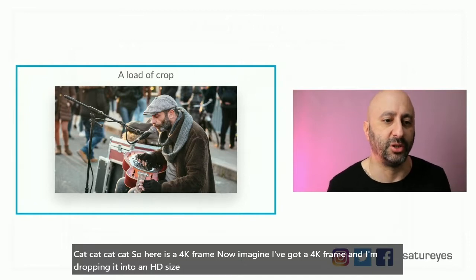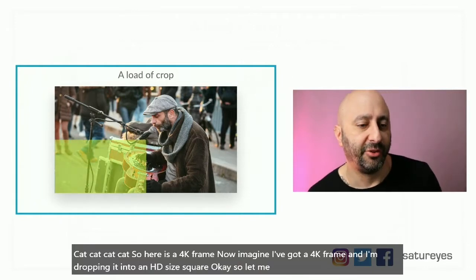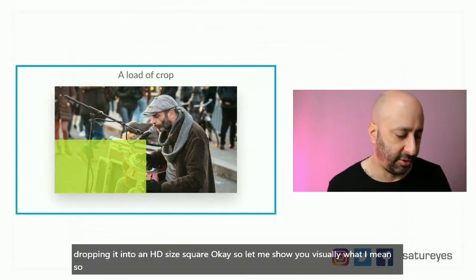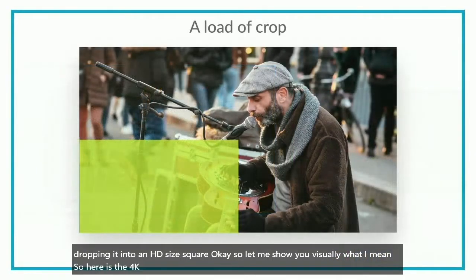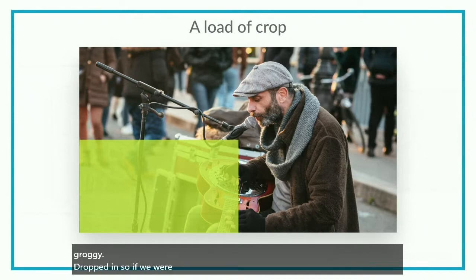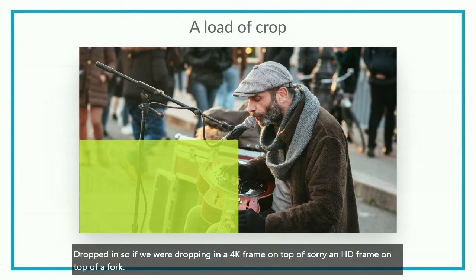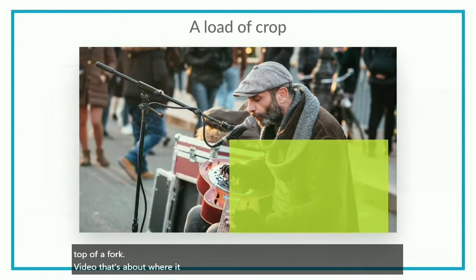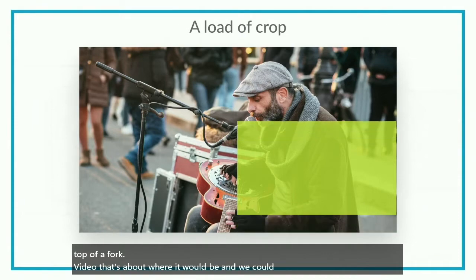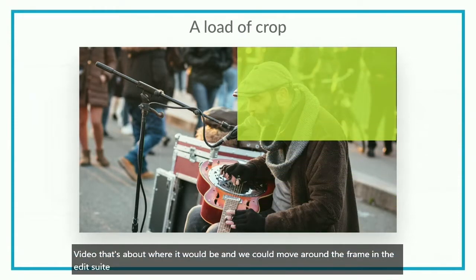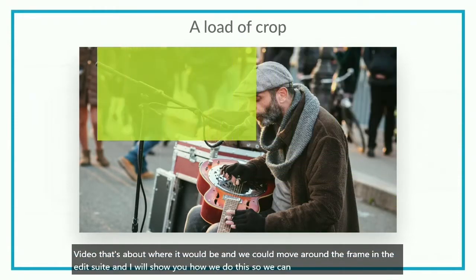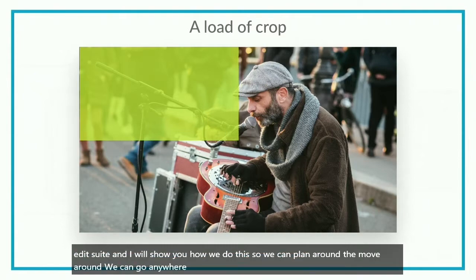Let me show you visually what I mean. So here is the 4K, the green 4K square. Excuse me, it's Sunday morning, I'm all groggy. And that's dropped in. So if we were dropping an HD frame on top of a 4K video, that's about where it would be. We could move around the frame in the edit suite, and I will show you how we do this. So we can pan around and move around, we can go anywhere pretty much. But obviously you would choose a nice shot.